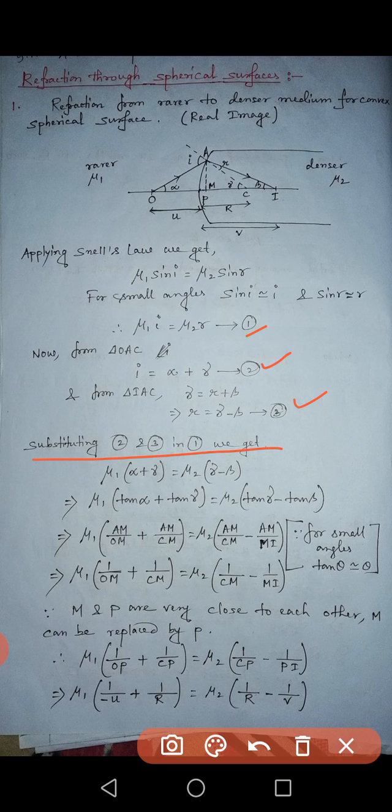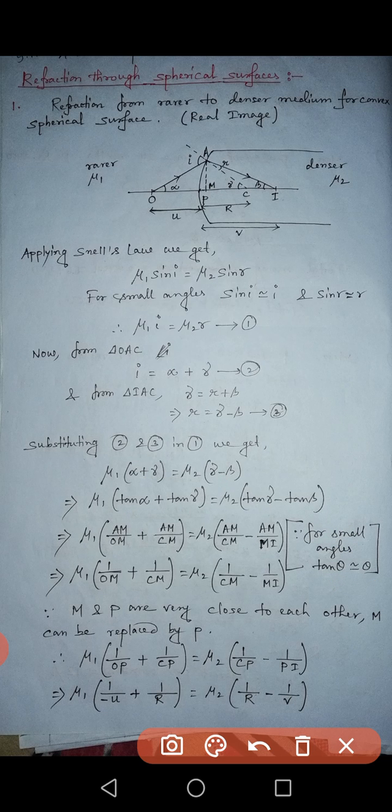Okay, so substituting the values of i and r from equations 2 and 3 into equation 1, we get, in place of mu 1 we'll keep mu 1, i means alpha plus gamma, mu 2 will remain as it is, r means gamma minus beta. So this is done. Next, for small angles again we can write alpha is equal to tan alpha, gamma equals tan gamma, and beta means tan beta. Under the bracket I have written, for small angles tan theta is nearly equal to theta.